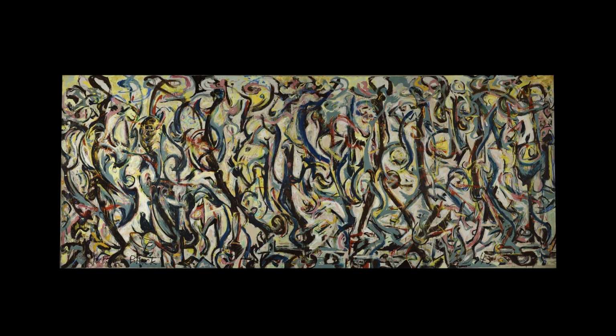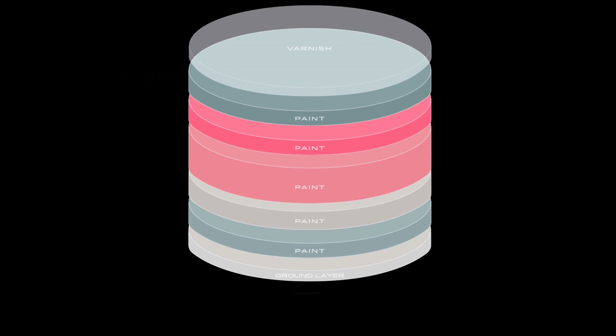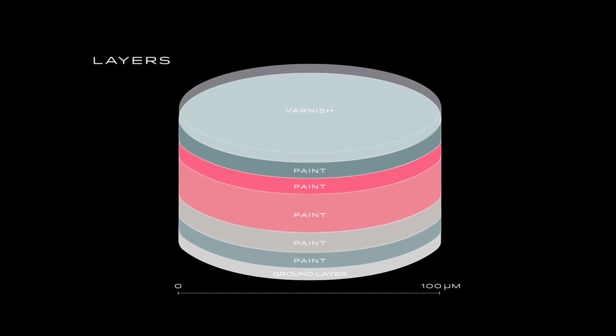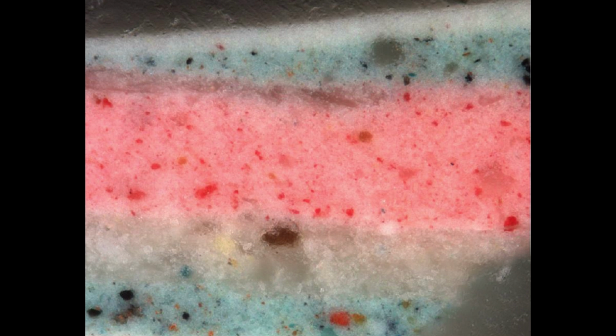One of the standard approaches to analysing artist paint is to take a tiny sample so that we reveal the layers in their sequence of application from the ground upwards through the various layers to the varnish. So we see the whole sequence of paint applications revealed in this one tiny sample that's just a few hundred microns across.